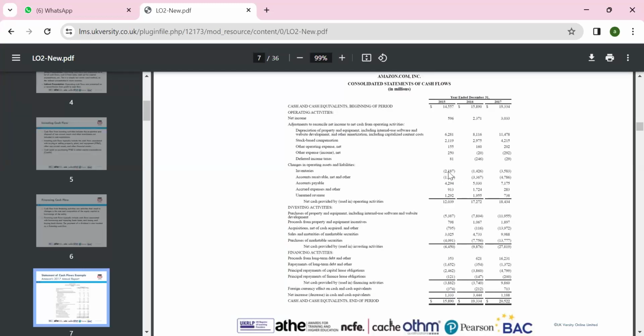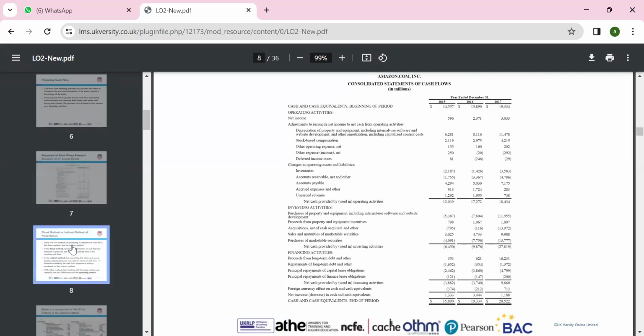So we add the positives and minus the negatives under the three activities, plus the opening balance. That should equal the cash balance given in the balance sheet. That is how we do the reconciliation of the cash used under these activities. Any question? Okay, let's move to the next.